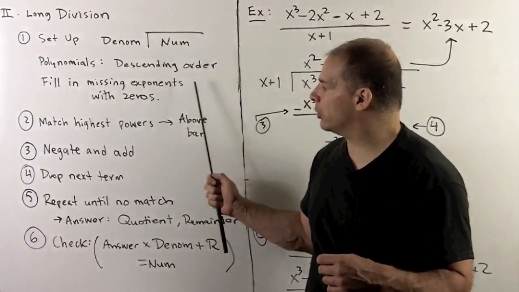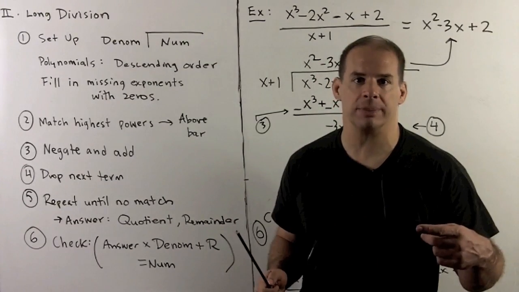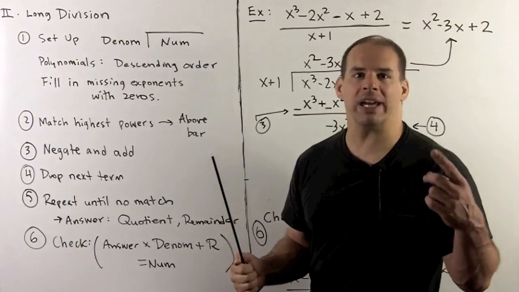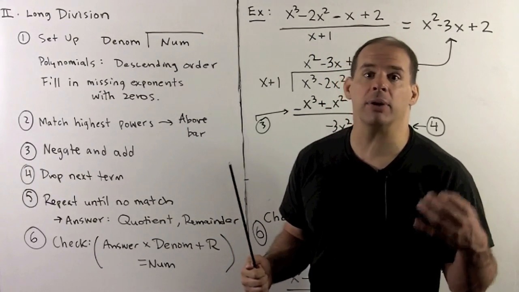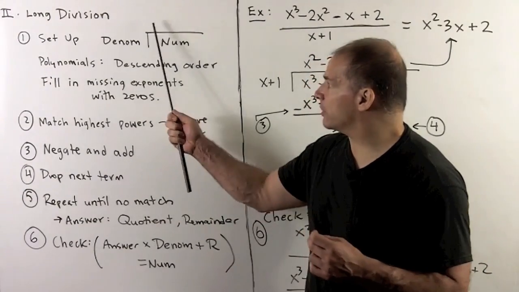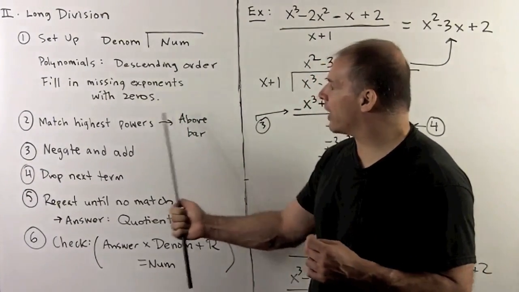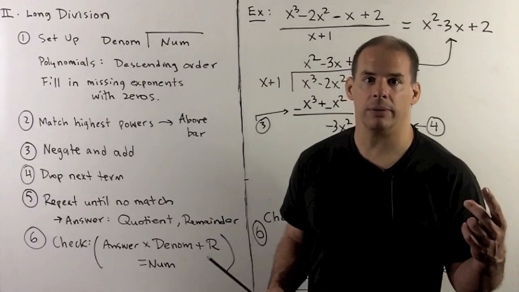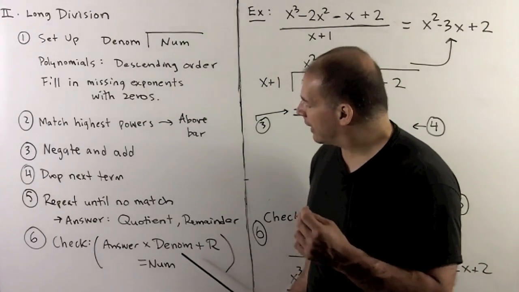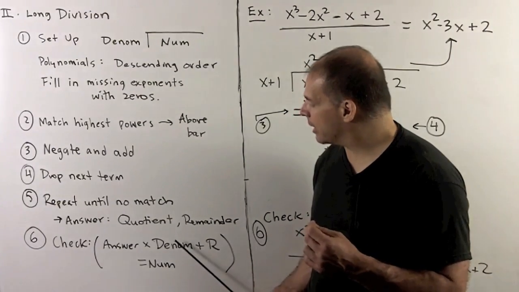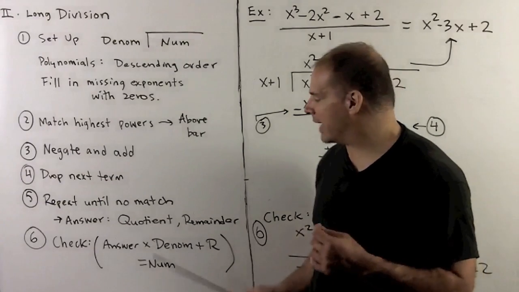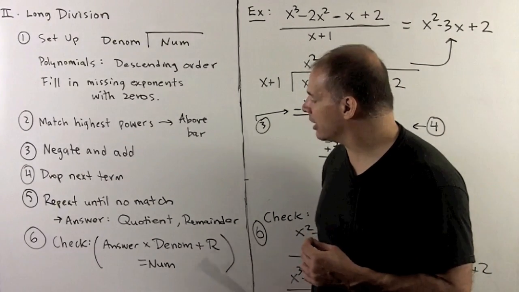We drop the next term from the numerator, and then we repeat the process. We're going to keep doing that till what comes out at the end has degree less than the denominator. So we're unable to match any further. Now, once we've done that, what's above the bar is the quotient. In our very last step, we'll have the remainder. Again, we can check our work. Answer times denominator is going to give us numerator if it divides evenly. If it doesn't divide evenly, we have answer times denominator plus remainder gives numerator.